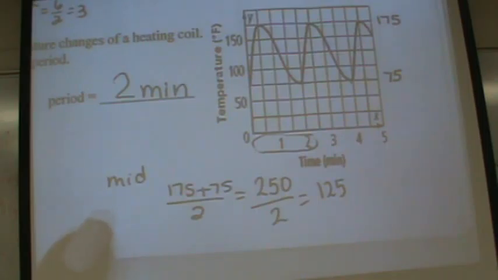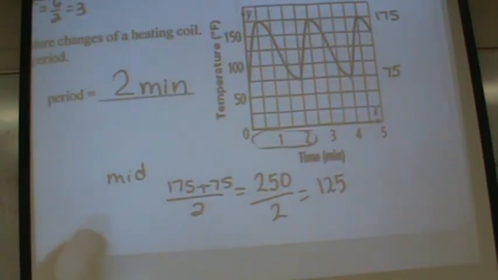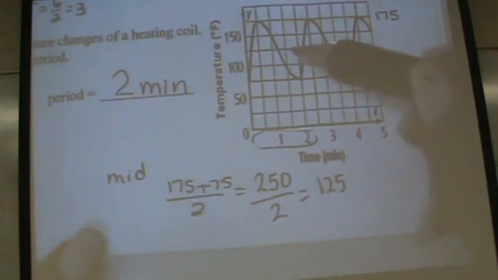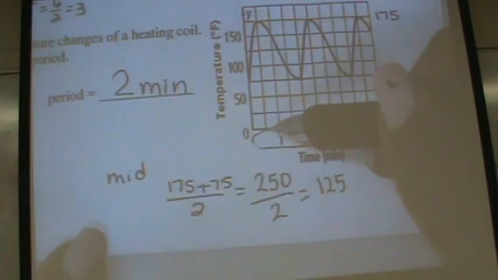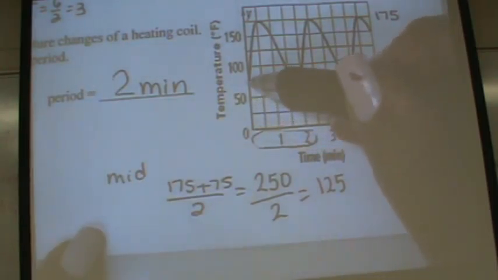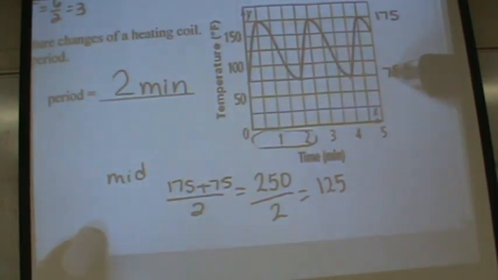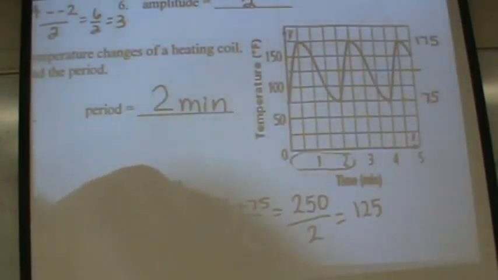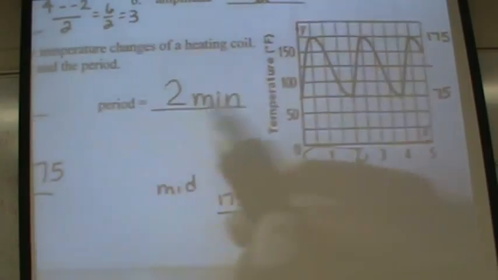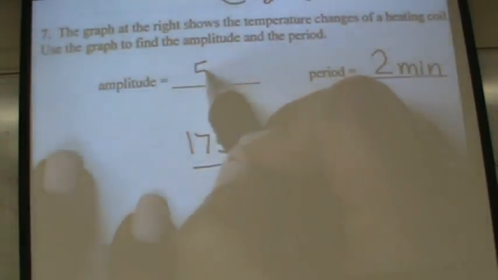Okay, and then how high off the x-axis is it? This is 75. It's one above the 100. 125, between 150 and 100. So what's your amplitude? You do 175 minus 75. So what's your amplitude? 50. It's 50.